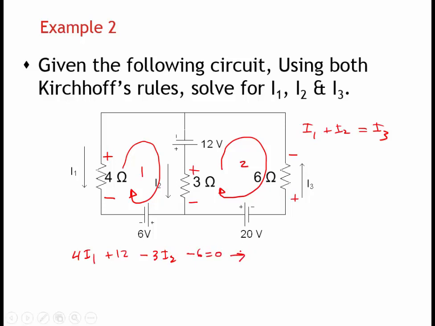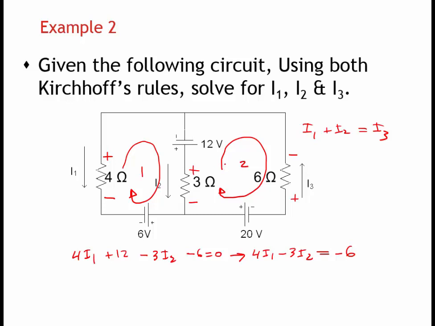Now we can rewrite this and transpose. So this will be 4 times I1 minus 3 times I2. We have 12 minus 6 will give me 6, bring that on the other side, becomes negative 6. Right? So we have 4I1 minus 3I2 is equal to negative 6.